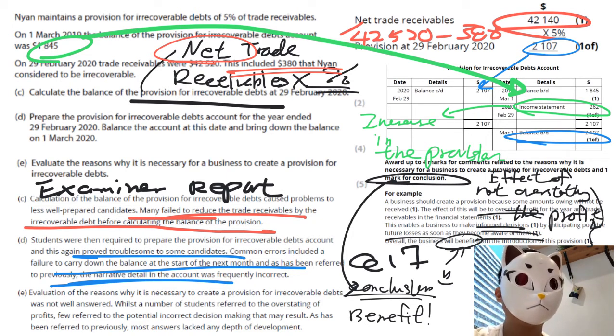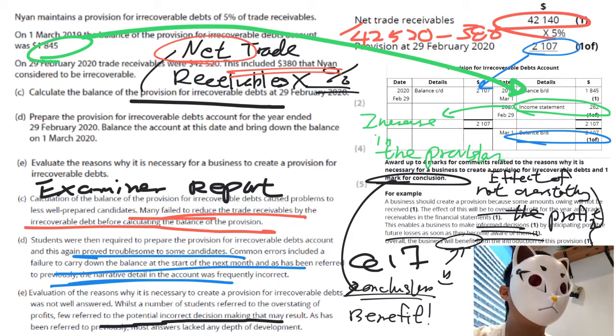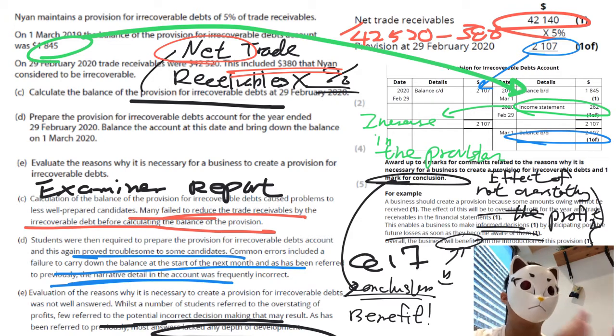So here you can see in the exam report, a lot of students do not refer it to the decision making process. So that is called not well developed.